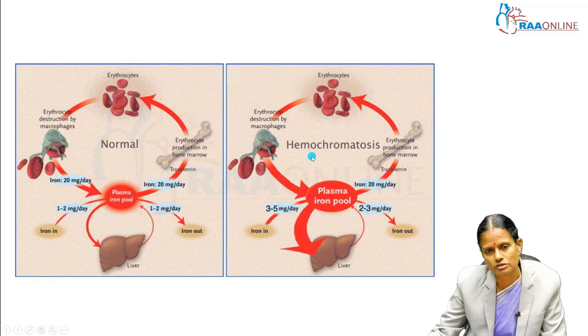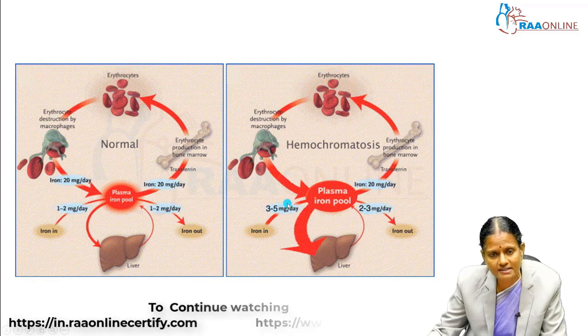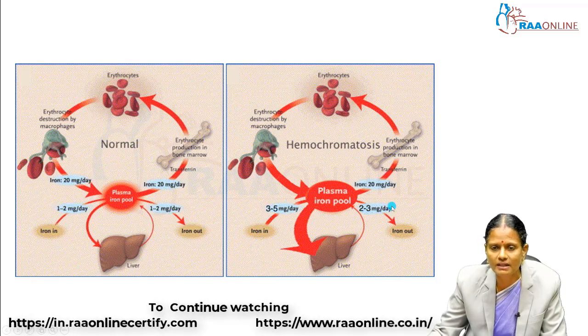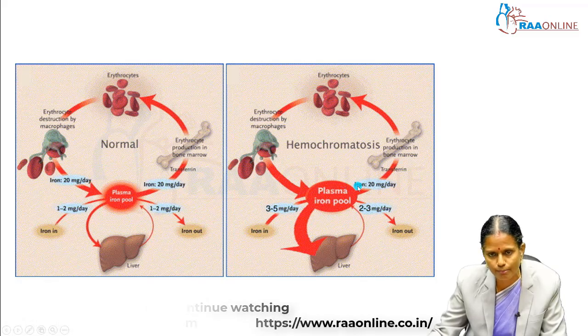In hemochromatosis, the iron inside itself is 3 to 5 grams, but the iron outside is the same, and this is responsible for the increased iron pool. The iron pool is raised.